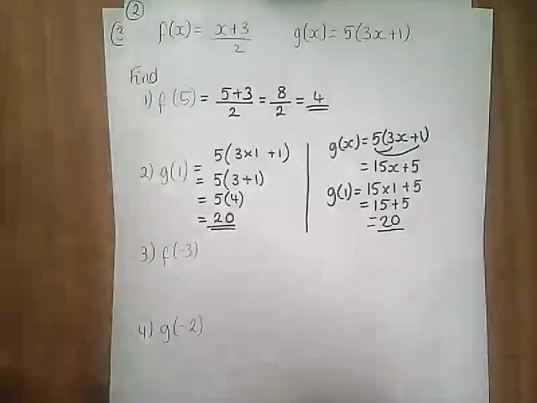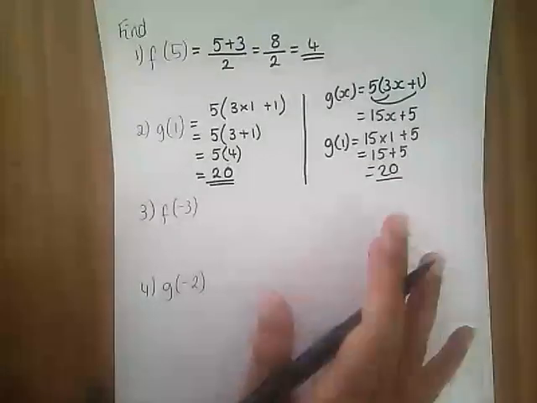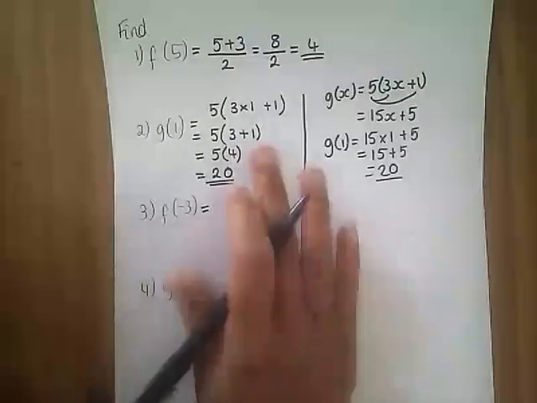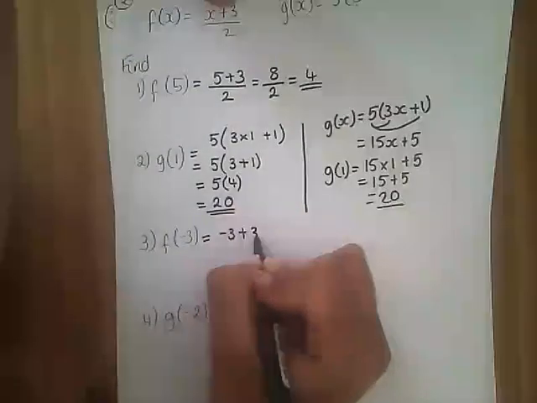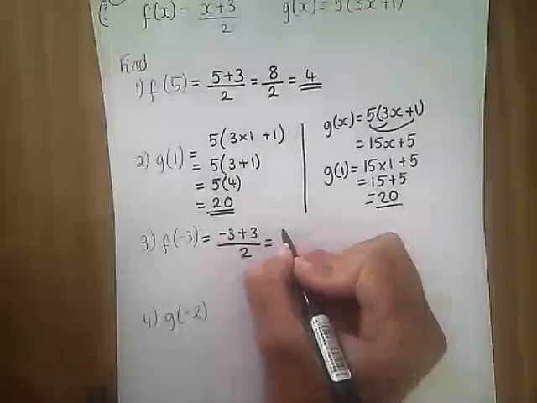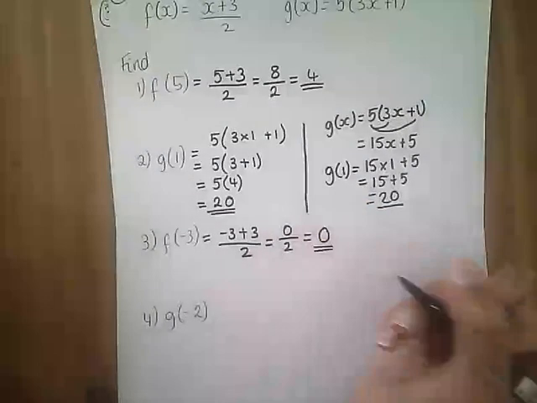Right, question 3, f of minus 3. So I've got to put minus 3 in where I see x, into f. So I've got minus 3 plus 3, divided by 2. Minus 3 plus 3 is 0. 0 divided by anything is 0.